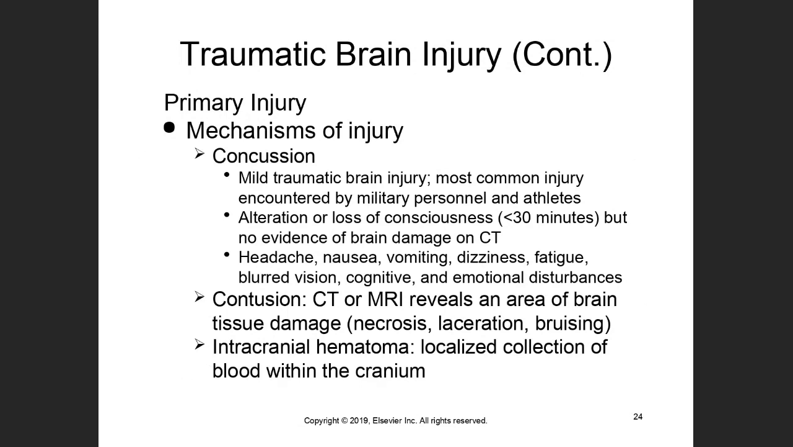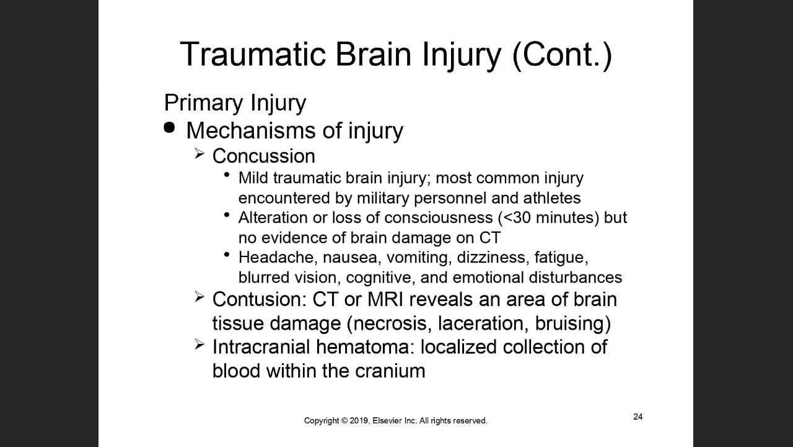Primary injury, mechanism of injury: concussion, or mild traumatic brain injury, is the most common injury encountered by military personnel and athletes, especially football players. There is alteration or loss of consciousness for less than 10 minutes, but no evidence of brain damage on CT. Symptoms: headache, nausea, vomiting, dizziness, fatigue, blurry vision, cognitive and emotional disturbance.